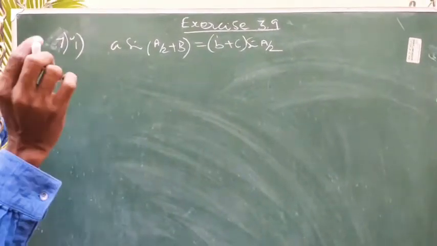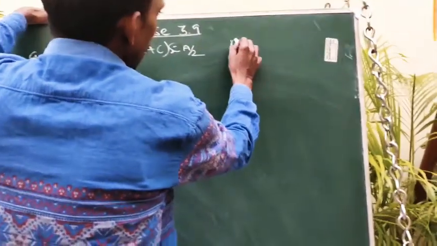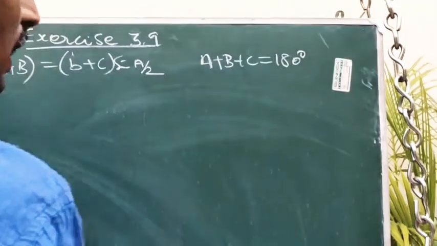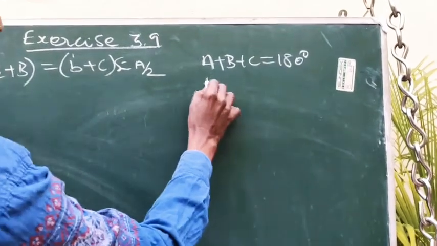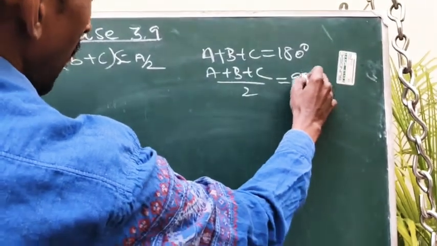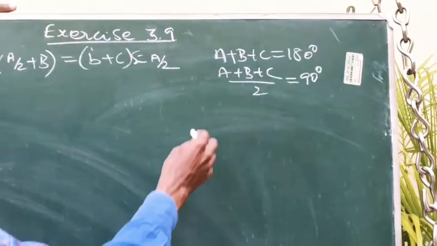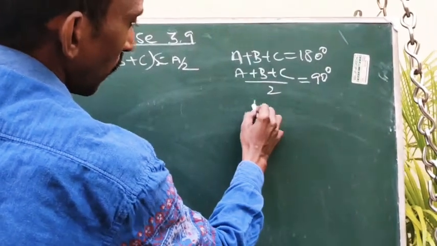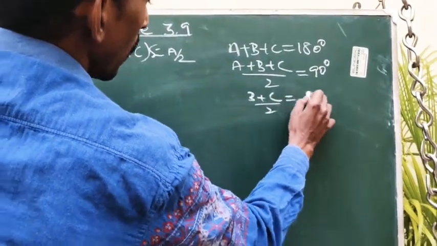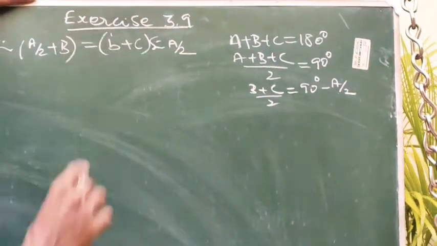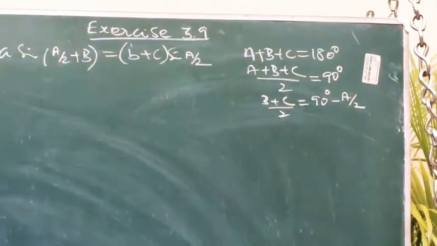So before that we have to take something. So it is a triangle. So A plus B plus C equal to 180 degrees. If we divide by 2, (A plus B plus C)/2 equal to 90 degrees. Okay. So we can use (B plus C)/2 is equal to 90 minus A by 2. Okay, so remember these things, we are going to use it later.